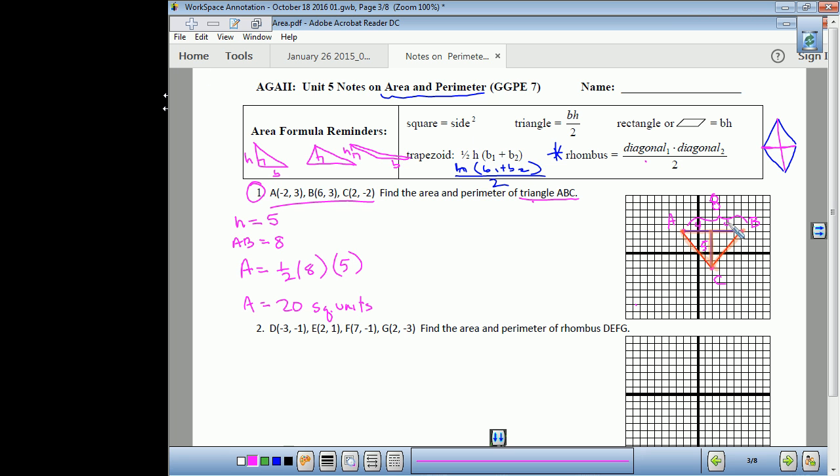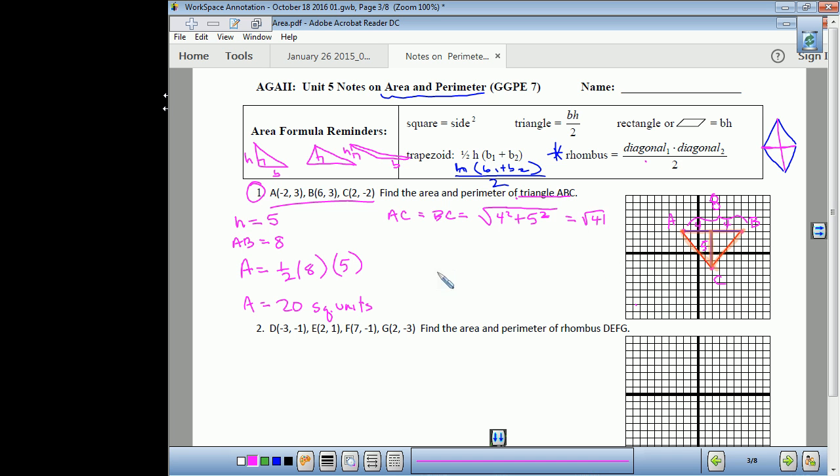So this is 4 and this is 4. So to find AC, which is equivalent to BC, it's the square root of 4 squared plus 5 squared. Is that a distance formula? That is. Okay, so 16 plus 25 is 41. So AC and BC have a distance of square root of 41.